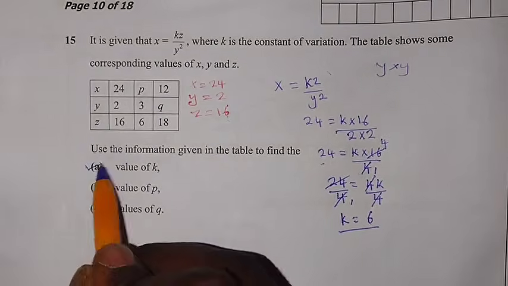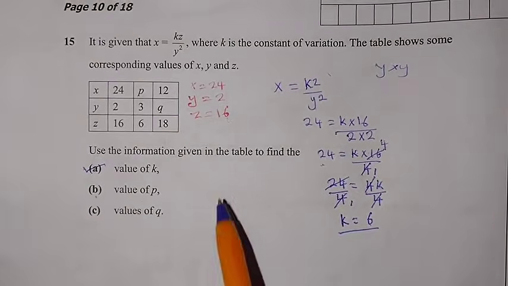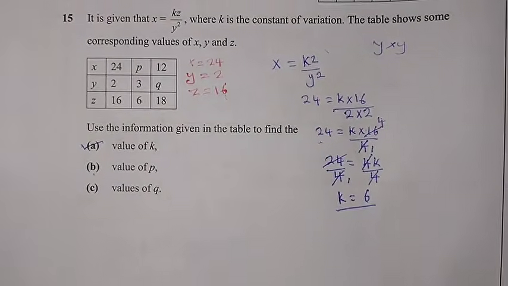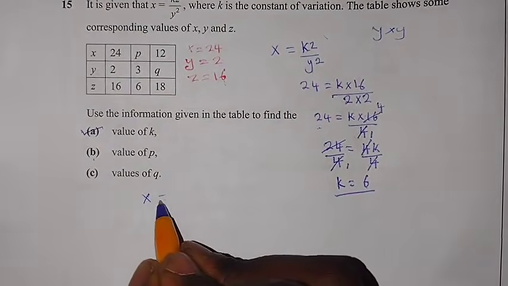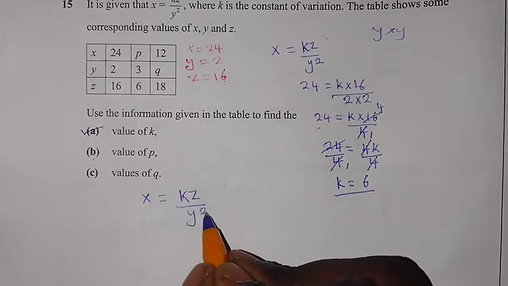So we now move on to question B. Find the value of p. To find the value of p, we are still going to use the same equation which we have been given. So we are going to rewrite it as x is equal to kz over y squared.